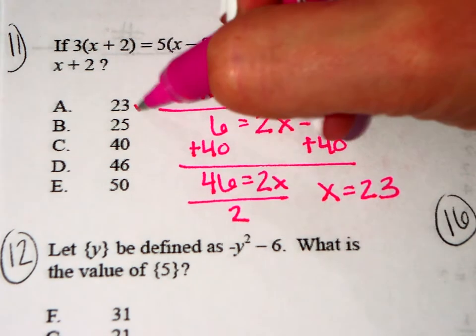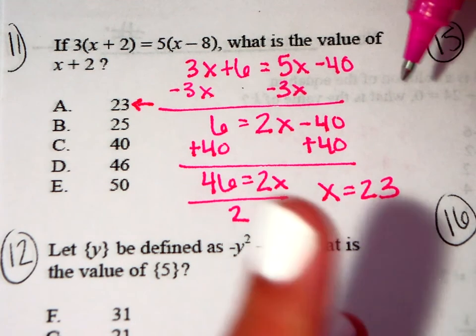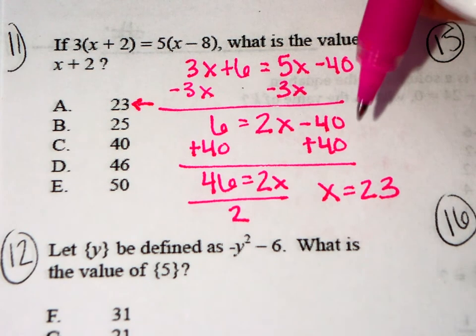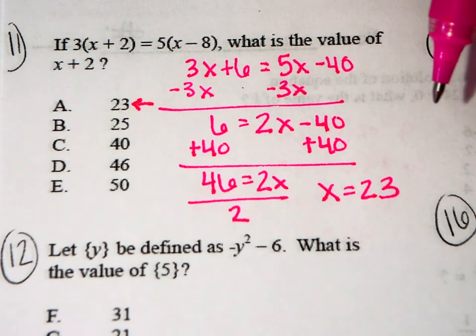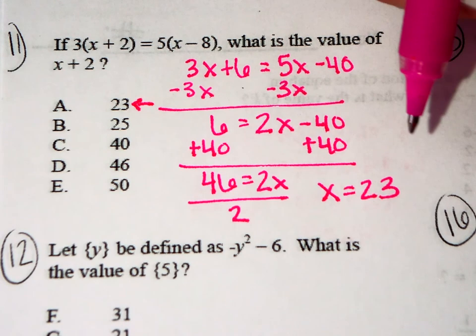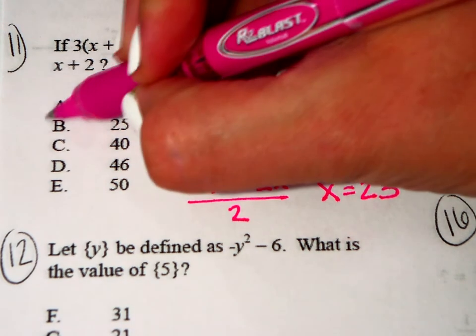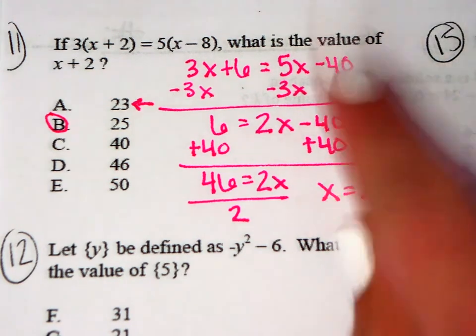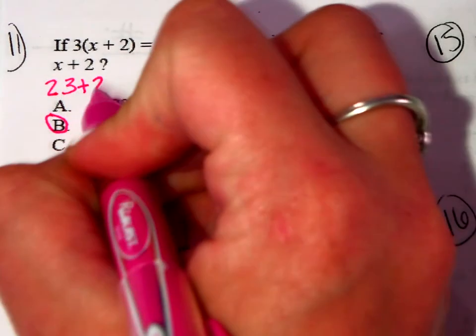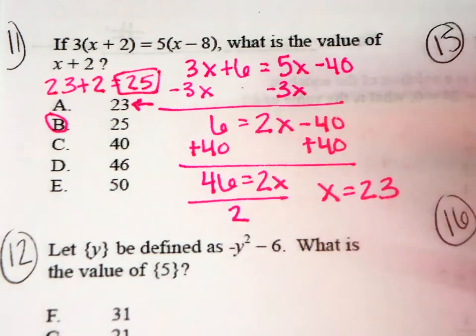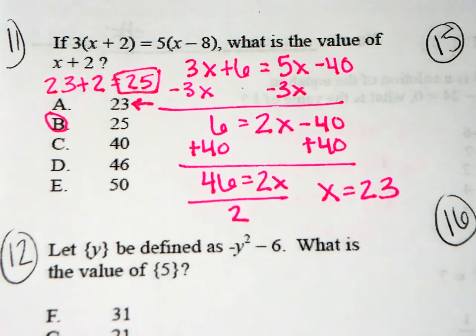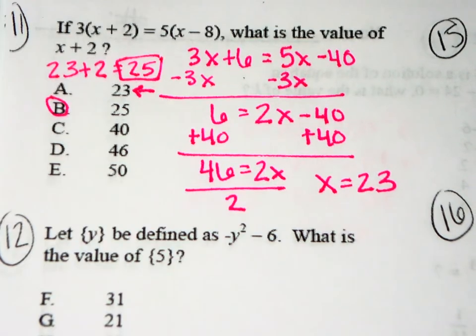Do not pick A. A is there to trick you. Notice how it's first. We get excited when our answers are listed first. We're like, woohoo, we did it right. It's the first choice. It's got to be good. But be very, very careful here. The correct answer to this problem is actually B, because it wants to know the value of x plus 2. Well, x is 23, plus 2 is 25, which is option B. So be very, very careful here. Always finish the problem.